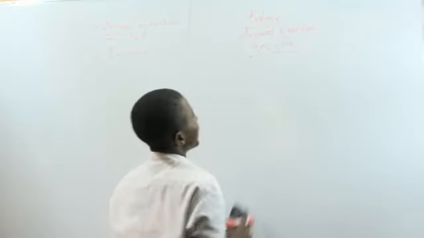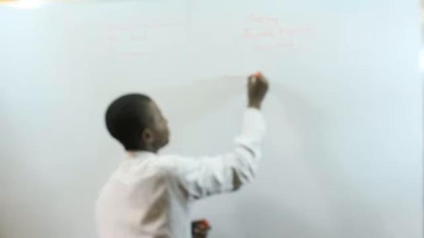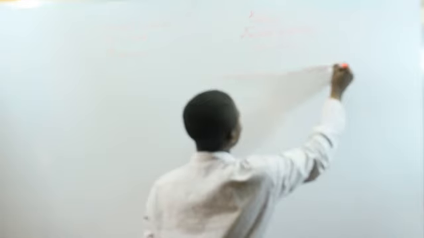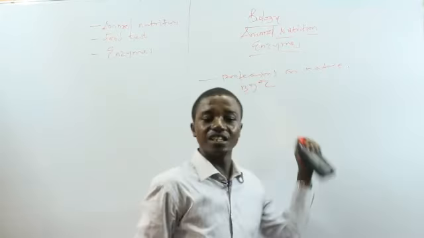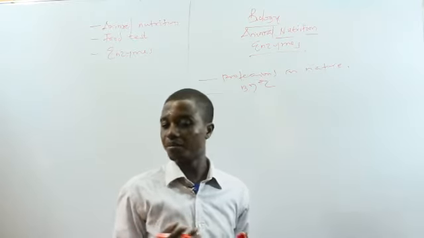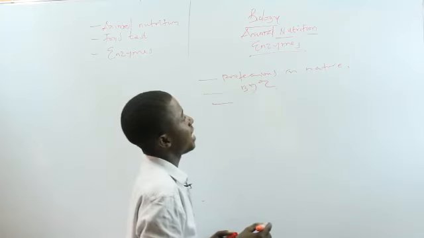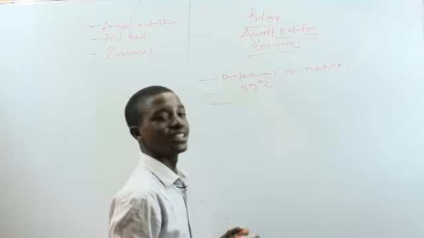Now, what are the characteristics of enzymes? Enzymes are proteinous in nature. Enzymes work best at 37 degrees Celsius. Now 37 degrees Celsius is the normal human body temperature, so it is optimum for them.